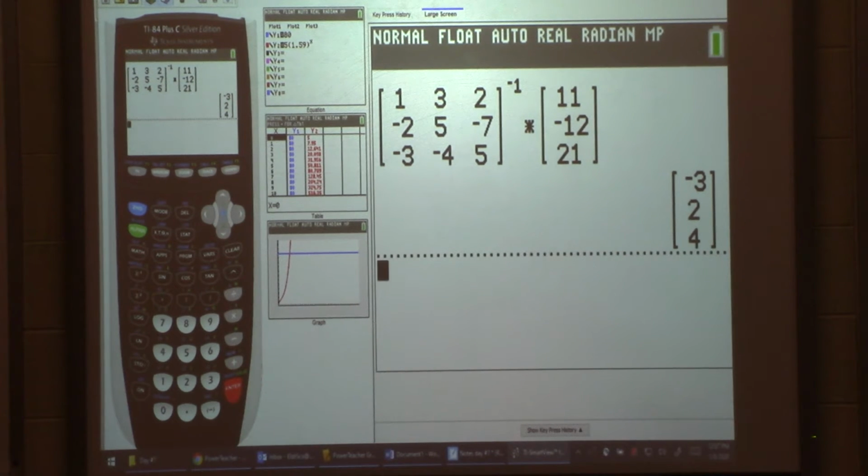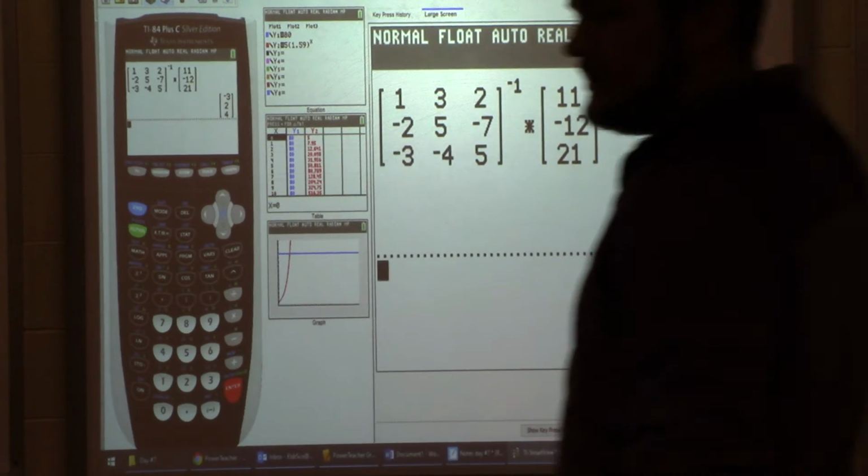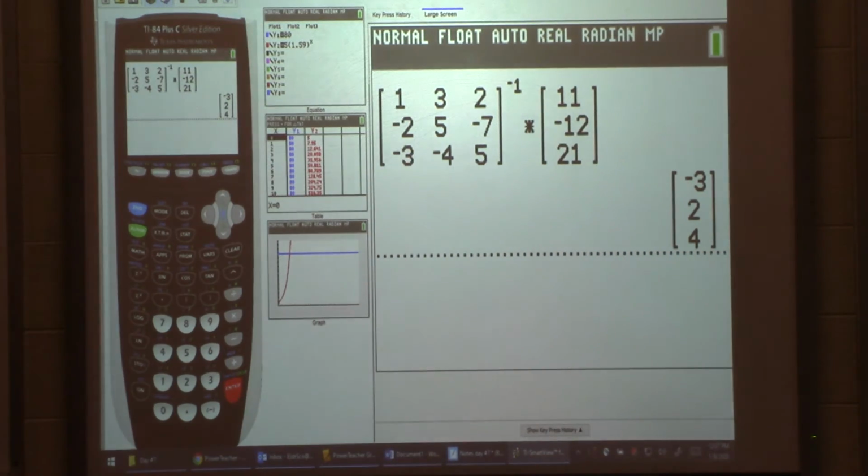And that's it. That's all you have to do for the problem. So what does that mean? That means that which variable equals negative 3? X. Which variable equals 2? Y. Which variable equals 4? Z, right? Pretty simple. X, Y, Z.